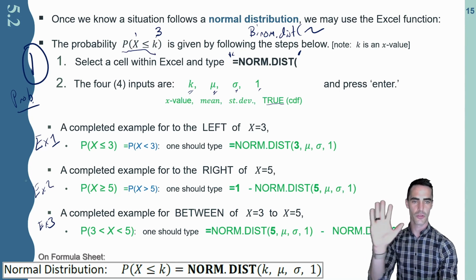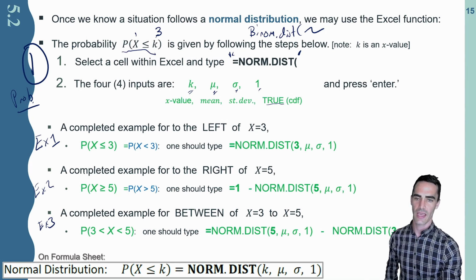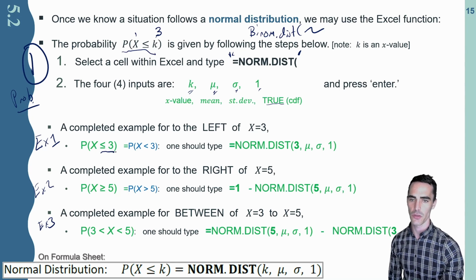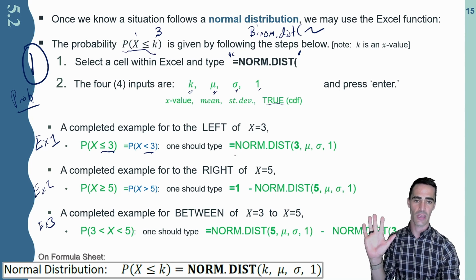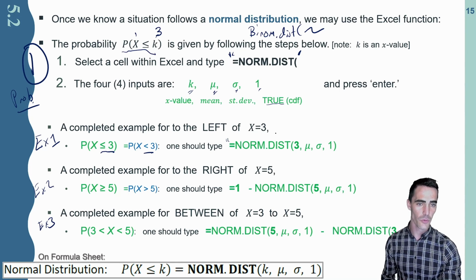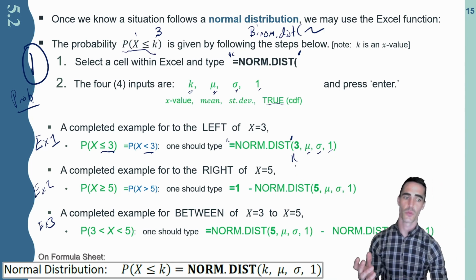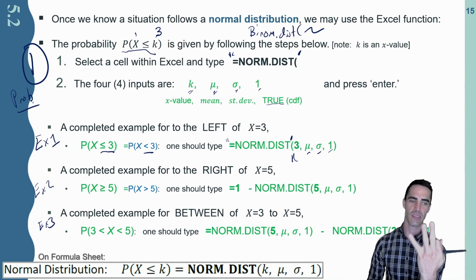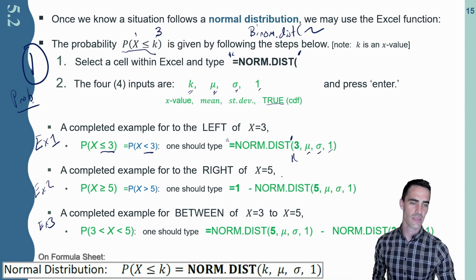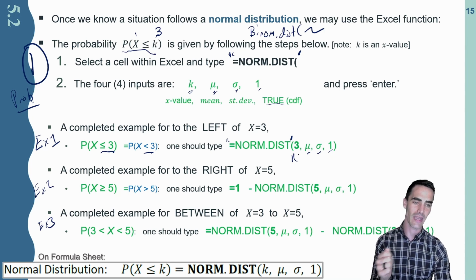We'll do these examples shortly, but it's important to prime us and get ready that, look, if we're interested in less than or equal to 3 or less than 3, again, for continuous, they are the exact same thing. You should type equals normal.distribution, the k value you're interested in, in this case 3, whatever the mean and standard deviation are, and then 1. And so what's friendly about these distributions when we're computing them, the mean, the standard deviation, the 1, these things are always given to you in the example. But it's that first input k that we're interested in, that's what we're switching on.